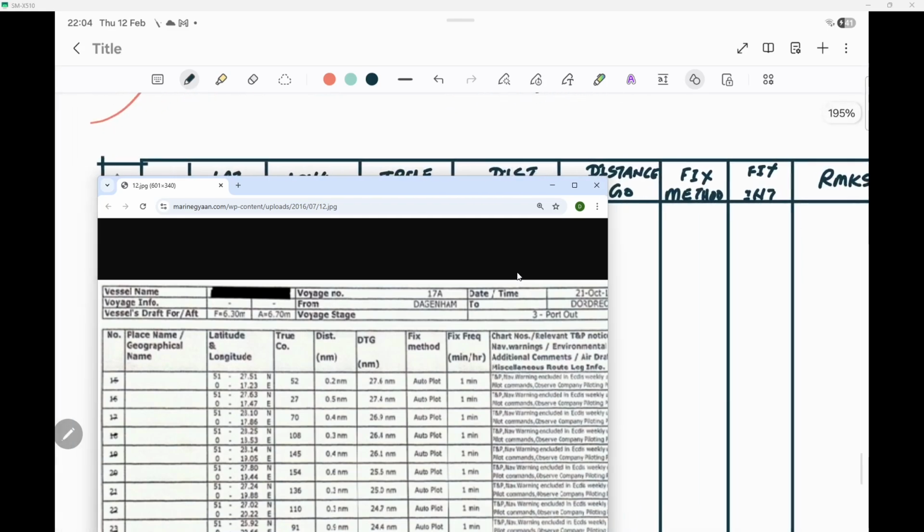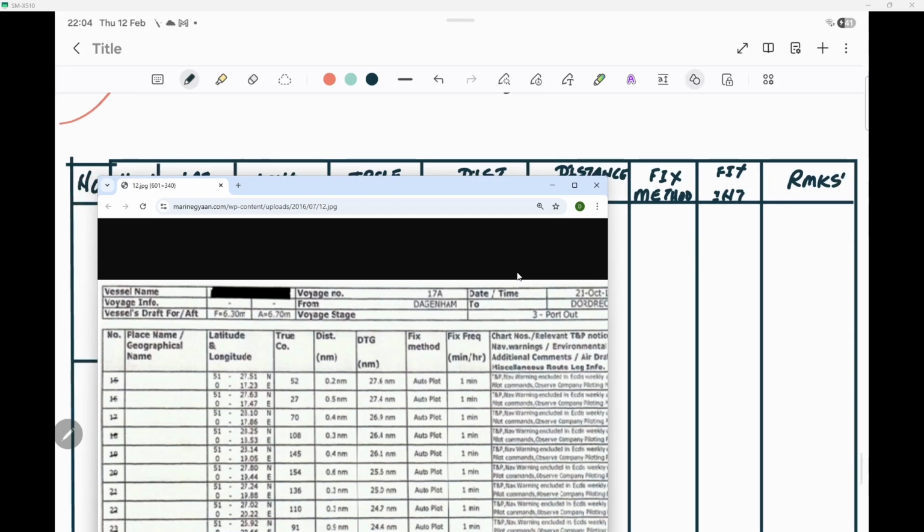Okay, so this is the waypoint number and this is the name of the waypoint. You can give whatever name you want. Okay, so let's do two of them.